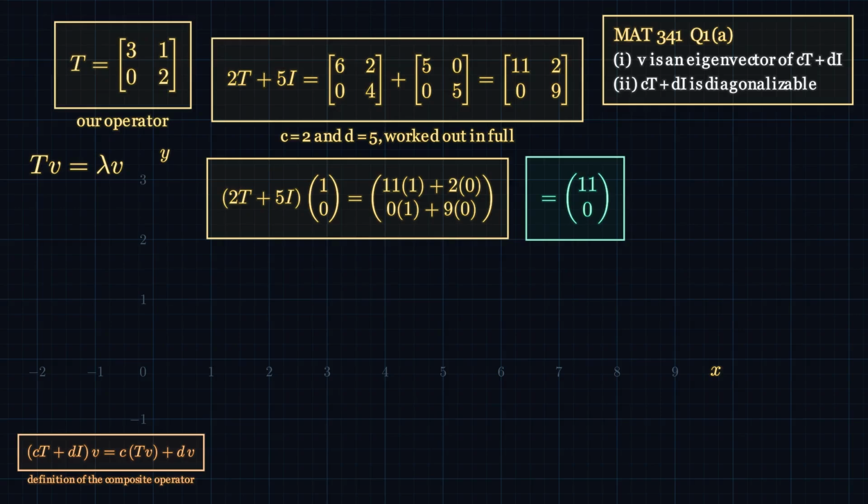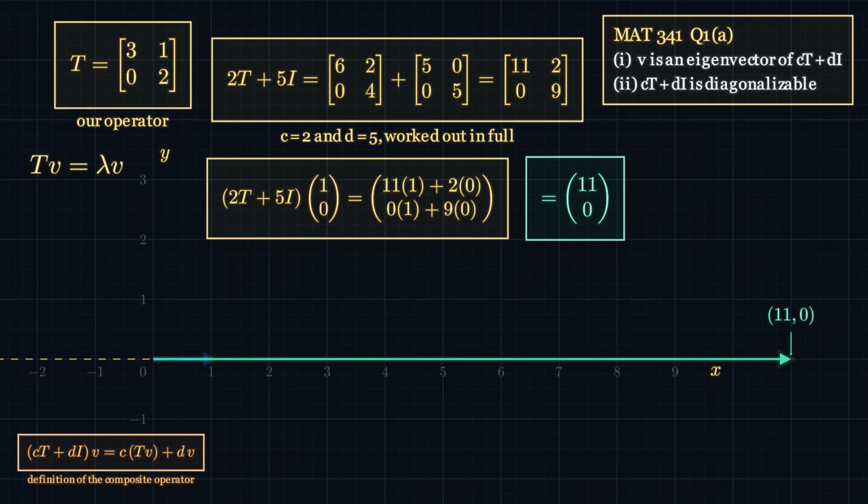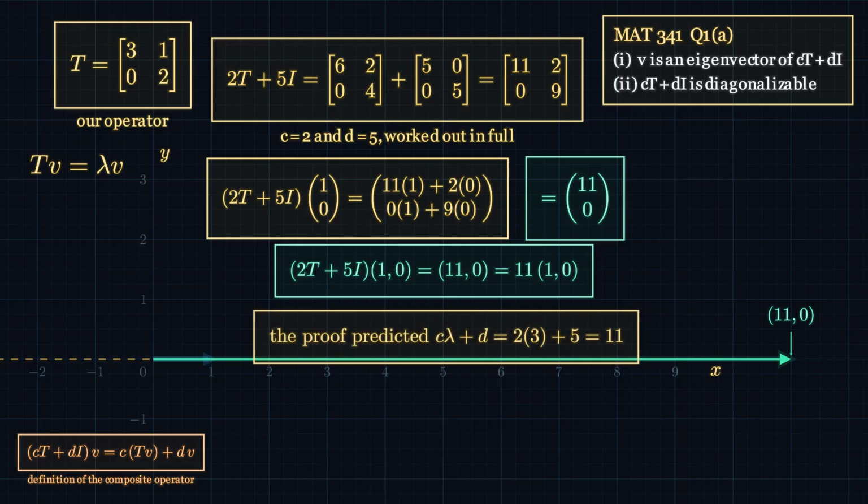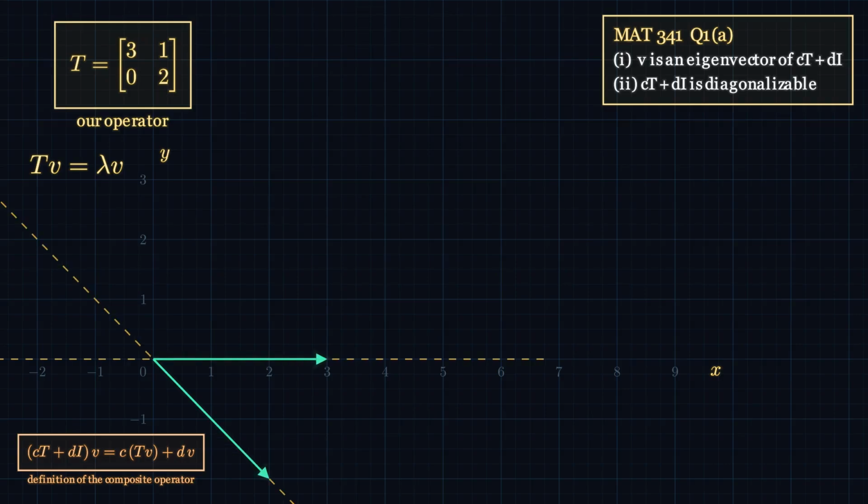Feed it our first eigenvector, the arrow 1, 0. The output is the arrow 11, 0, 11 times the input. Now compute what our theorem predicted the new eigenvalue must be, C lambda plus D, which is 2 times 3 plus 5, 11. The picture, the proof, and the arithmetic just said the same sentence in 3 languages. Sit with what Part 1 really says, because it is bigger than this one question.